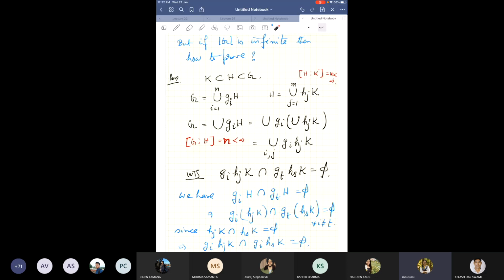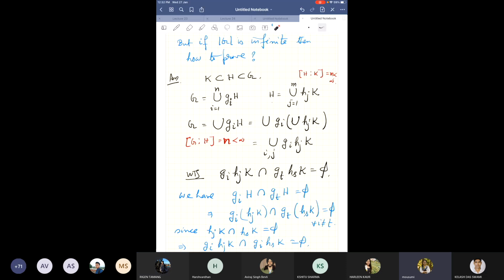So now is it clear to everybody? Even if the order of the group is not finite, this is still true. There might be other proofs also. Ma'am, can we show that if they are not equal, then they would be disjoint? Like either the two cosets are equal or disjoint. Equal or disjoint. Yes. Right.